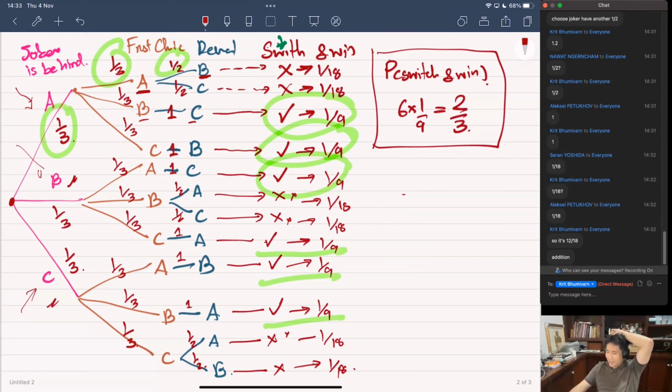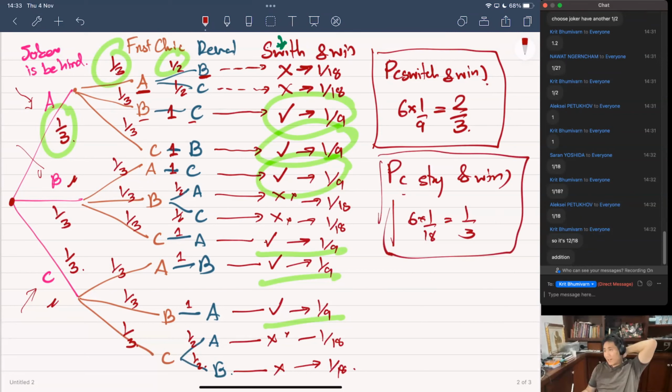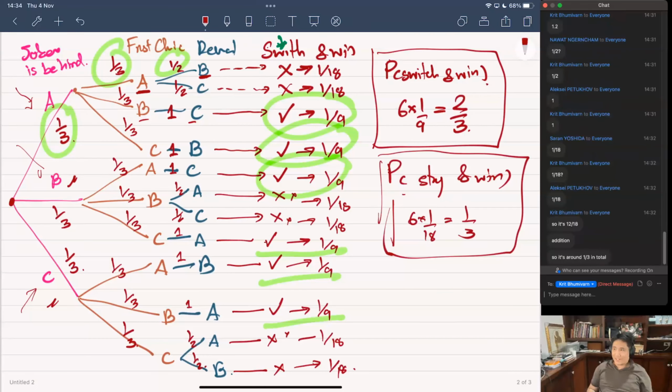And also you can do it the other way as well. The probability of not switching, let's call it stay and win. It's going to be what? 6 times 1/18, which is 1/3. Are we good? So this sounds quite unintuitive, but if you think about it, it's actually correct. So the question whether you should switch or not: you should, because there's a 2/3 probability that you're going to switch and win.